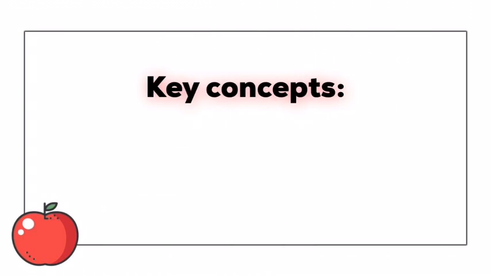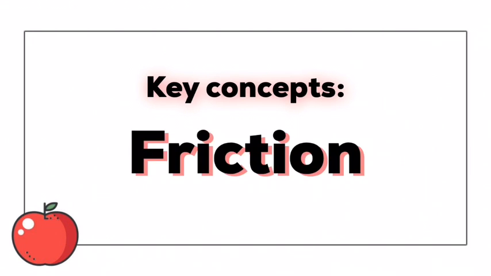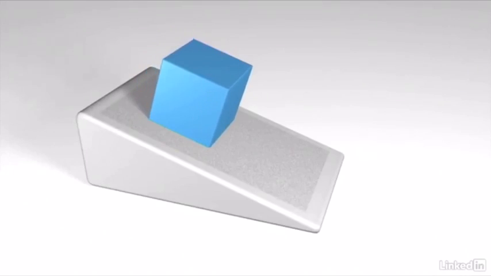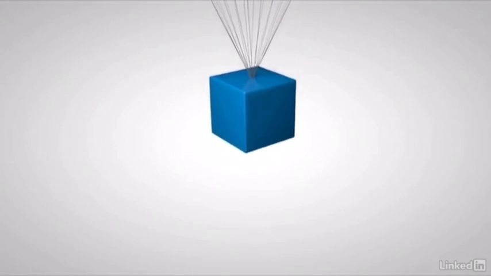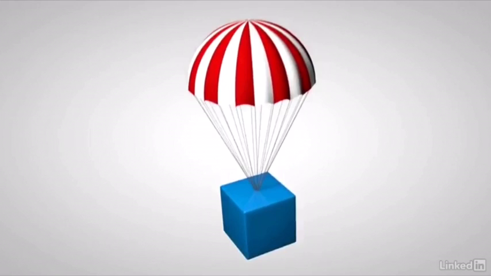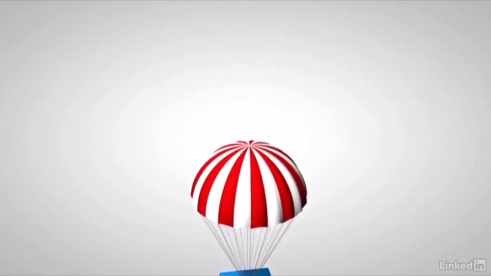I'm going to tell you the main key concepts, starting with friction. Friction is a force that holds back the movement of a sliding object. That's it. Friction is just that simple, and you will find friction everywhere that objects come into contact with each other. The force acts in the opposite direction to the way an object wants to slide.